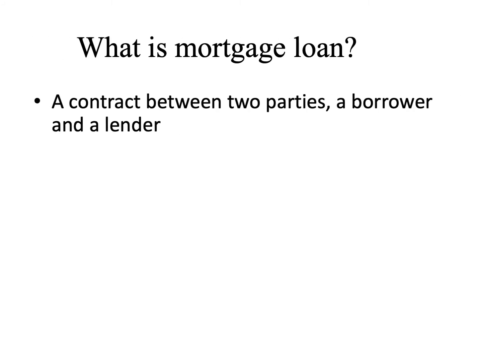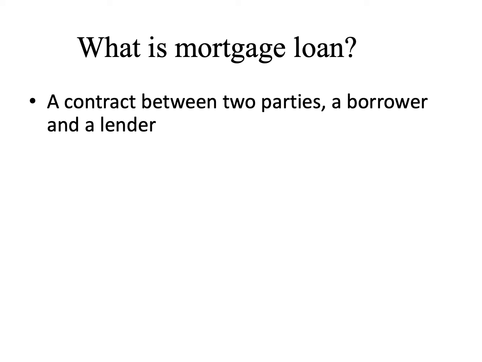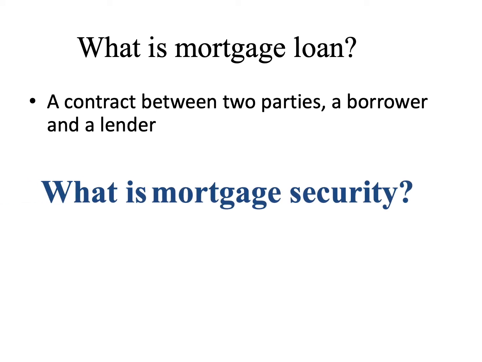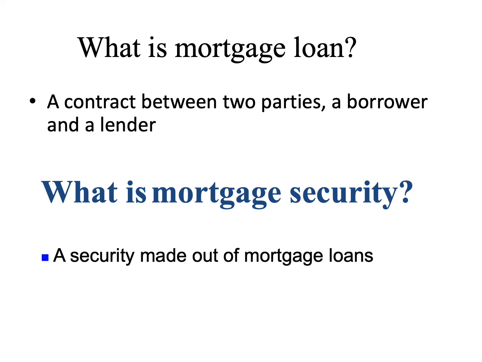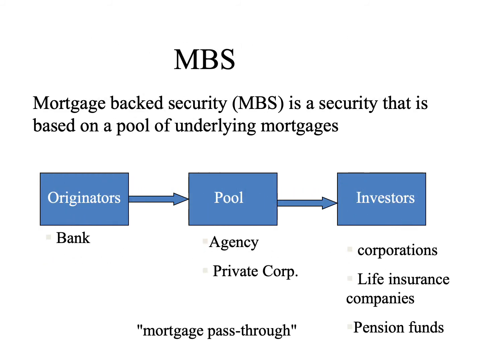What is a mortgage loan? It's a contract between two parties, a borrower and a lender. What is a mortgage security? So a mortgage-backed security is a security that's based on a pool of underlying mortgages. So you have the bank, which is the originator of the mortgage, lending money to people who are buying houses. This is pooled, put through an agency or private corporation, and then sold to investors who could be corporations, life insurance companies, pension funds, or other banks.